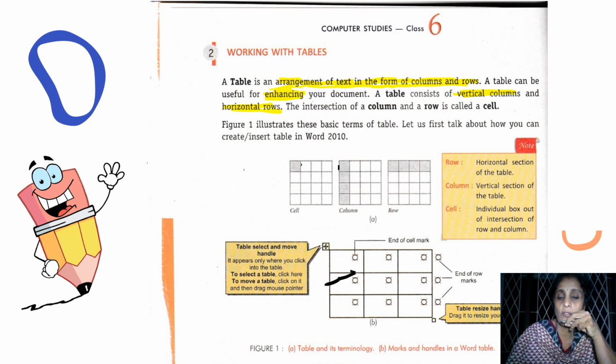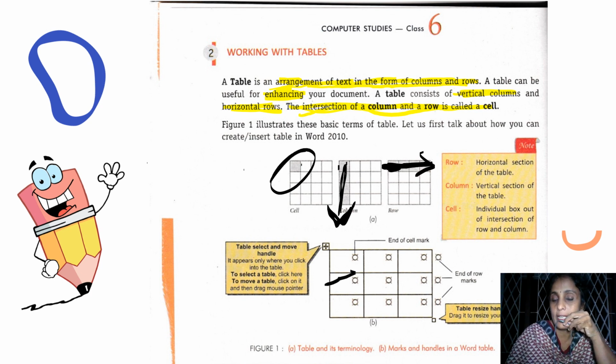Horizontal part of the table is called row, and the vertical part of the table is called column. Horizontal part means from left to right is called row and from top to bottom is called column. And the intersection of this row and column forms cell. Here you can see intersection of row and column forms a cell.